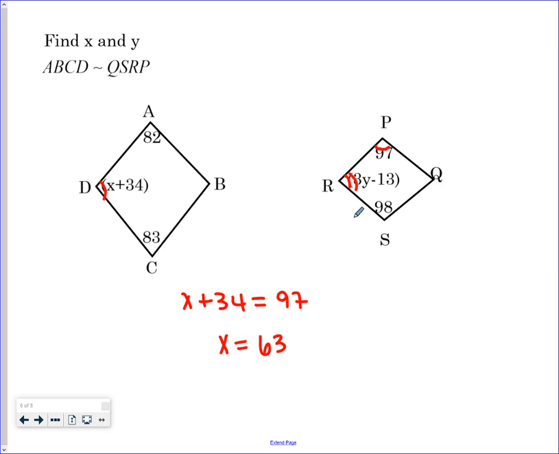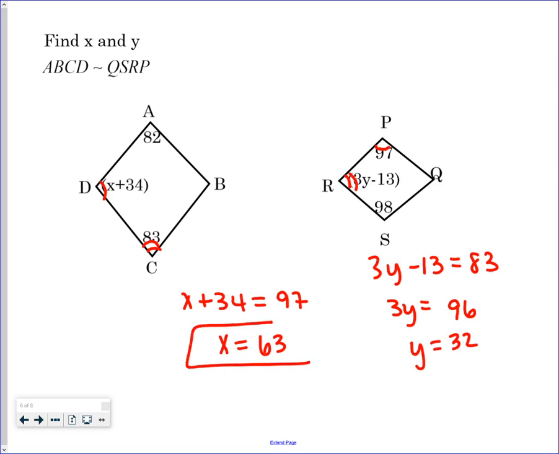So y is on angle R. What's angle R the same as? C. So 3y minus 13 is equal to 83, right? You add the 13, so 3y equals 96. Divide by 3, and y is 32. So I found x and y, because they asked us for both. Be super careful, right? When they ask you for x and y, don't just stop at x and move on, okay?